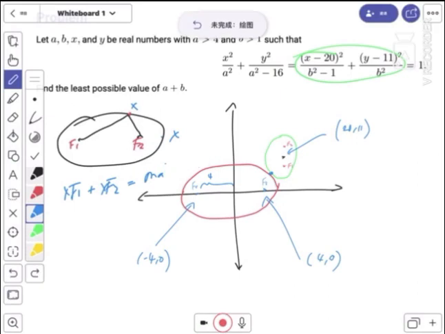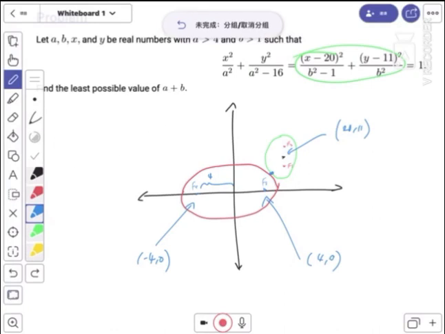This is actually a really important observation, since we know that the minimum would definitely be when the two ellipses are tangent to each other. And this definition means that we're just finding the sum of the lengths from the point to each of the foci.